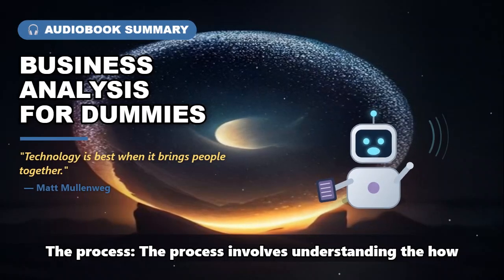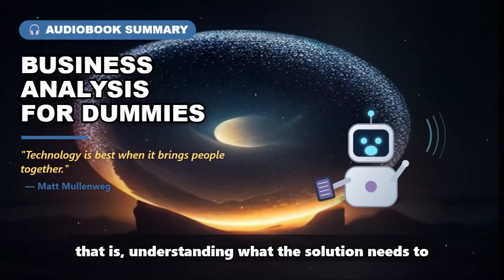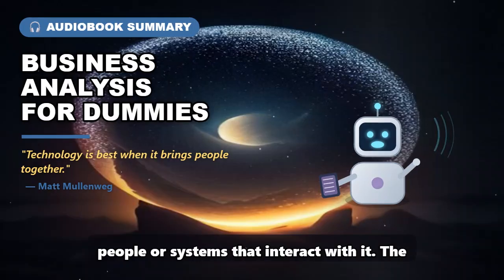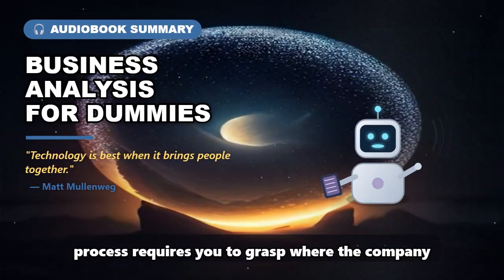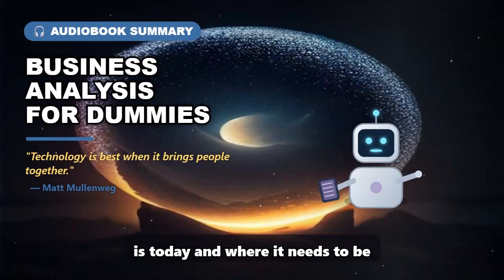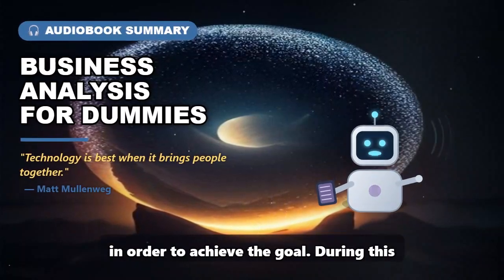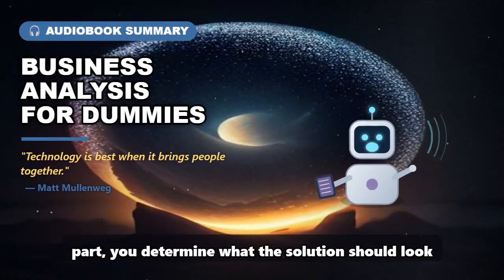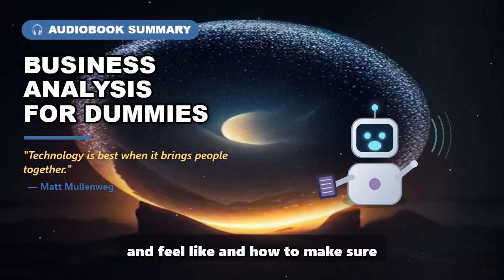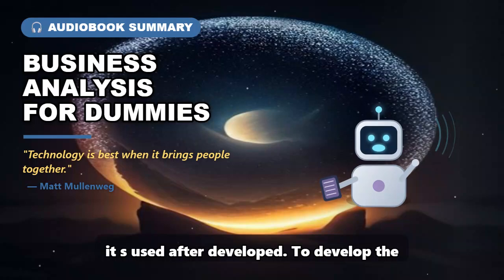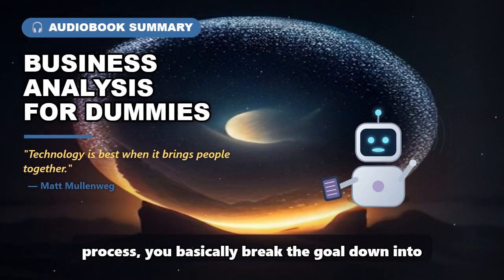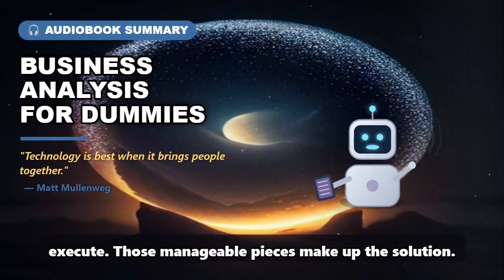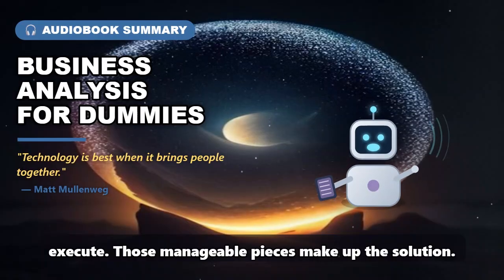The process involves understanding the how, that is, understanding what the solution needs to do, what it should look like, and the people or systems that interact with it. The process requires you to grasp where the company is today and where it needs to be in order to achieve the goal. During this part, you determine what the solution should look and feel like and how to make sure it's used after it's developed. To develop the process, you basically break the goal down into manageable pieces that you and the company can execute. Those manageable pieces make up the solution.